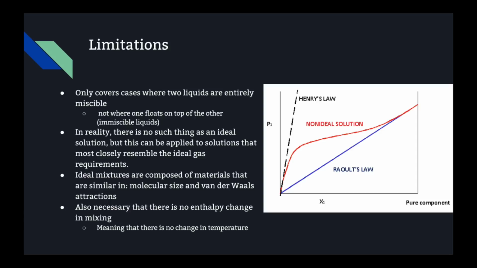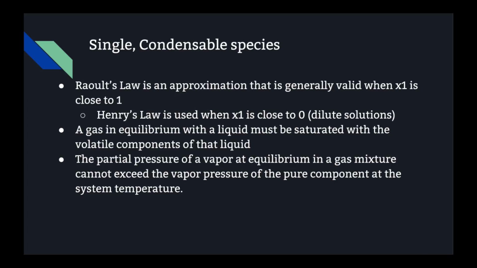Ideal mixtures are composed of materials that are similar in their molecular size and van der Waals attractions. It is also necessary that there is no enthalpy change in mixing, meaning that there is no change in temperature when the solutions are mixed. With a single condensable species, Raoult's law is an approximation that is generally valid when x_i is close to 1. Henry's law is used when x_i is close to 0, which is used for dilute solutions. A gas in equilibrium with a liquid must be saturated with the volatile components of that liquid. The partial pressure of a vapor at equilibrium in a gas mixture cannot exceed the vapor pressure of the pure component at the system temperature.